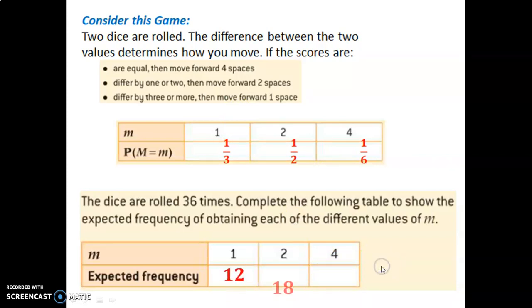The answers are 12, 18, and 6. How do we obtain those? Well, we know that 1/3 of the time you will move 1. So 1/3 of 36, or in other words, 36 divided by 3, is 12. So 12 times out of 36 you will move 1. And then 1/2 of 36 is 18. So 18 times out of 36 you will move 2 spaces. And then 1/6 of 36 is 6. Great, so all we did is multiply those by this number here.